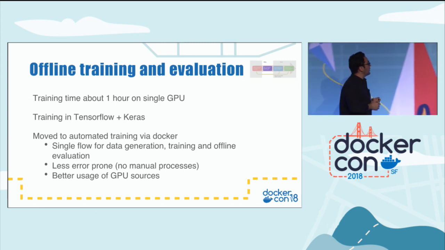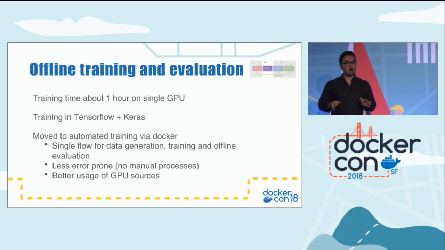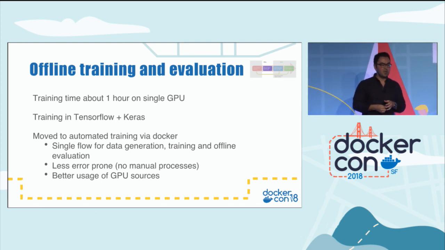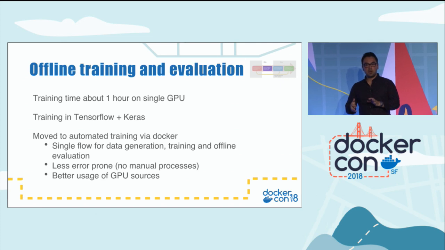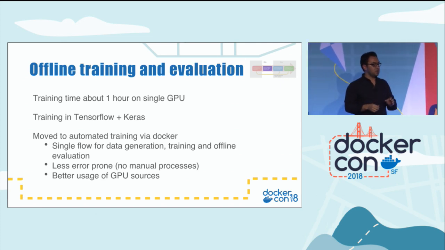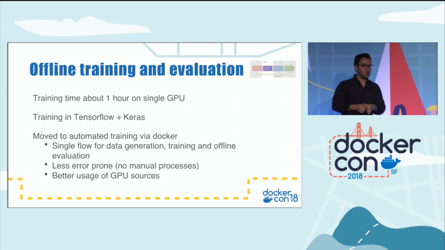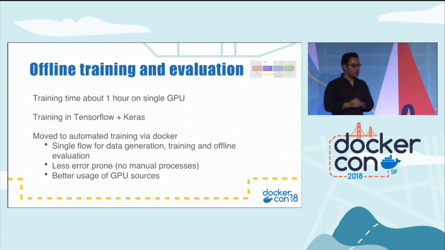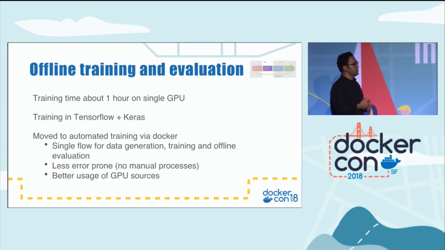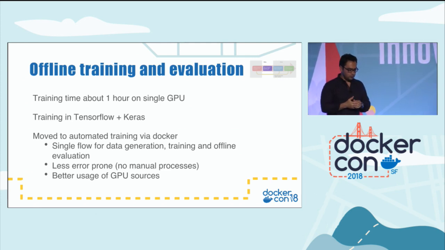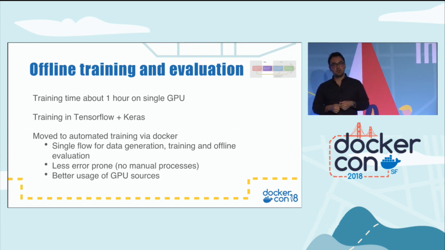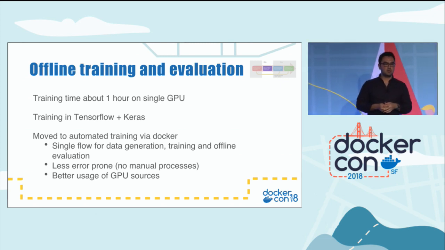Okay, cool. So now we collected our training data, we made sure that we are representing our population well, and now we are ready to train our algorithm. In the settings of Pinterest, we are training on single GPUs, those 1 billion some odd number of training examples, and it takes about 1 hour to finish our training. And most of our training code is in TensorFlow plus Keras.